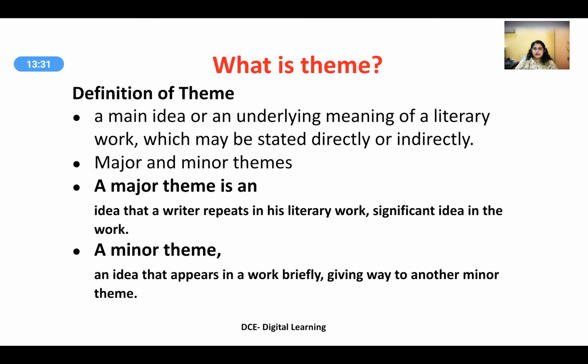Now let us proceed towards theme. What is a theme? Let us try to define a theme. A theme can be defined as a main idea or an underlying meaning of a literary work which may be stated directly or indirectly. There are two types of themes, major theme and minor theme. A major theme is an idea that a writer repeats in his literary work, a significant idea in the work. In fact, here in the story Two Friends, we can say that war is a significant theme because everything happens against the backdrop of the war. Minor theme: it is an idea that appears in the work briefly, giving way to another minor theme.